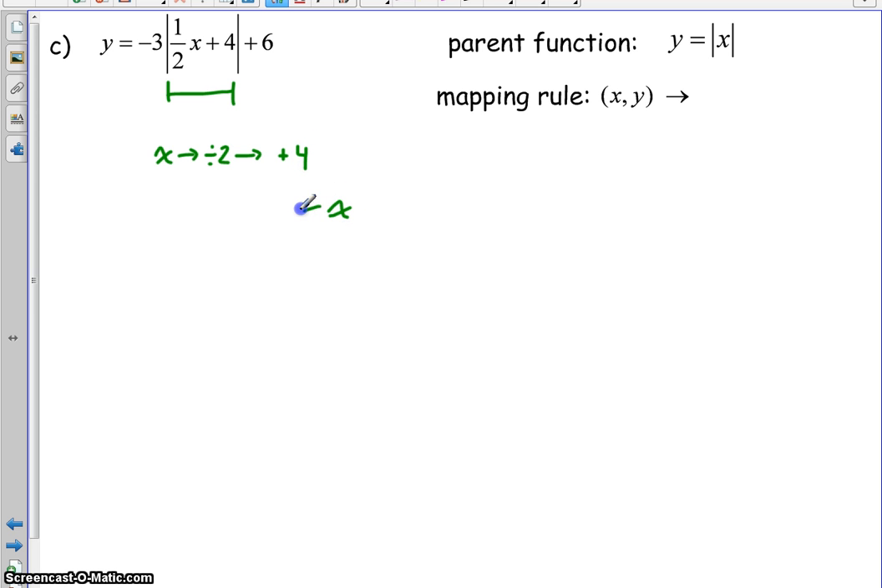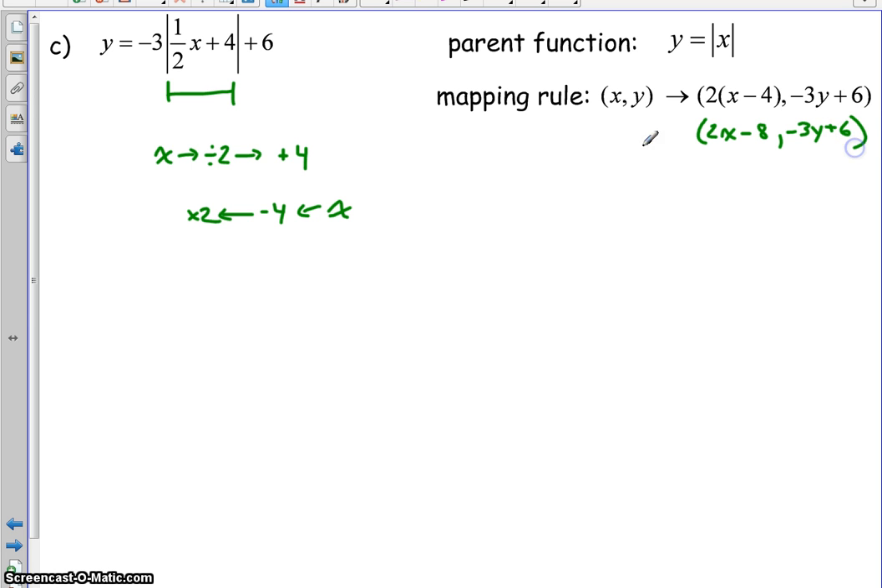So for the inverse, we subtract 4 and then multiply by 2. For the y part of the mapping rule, it's simply negative 3y plus 6. Again, note here that x gets subtracted by 4 first before it gets multiplied by 2. If you want to, you can simplify this mapping rule to get 2x minus 8, but that's not necessary. That's entirely up to you if you want to do that.